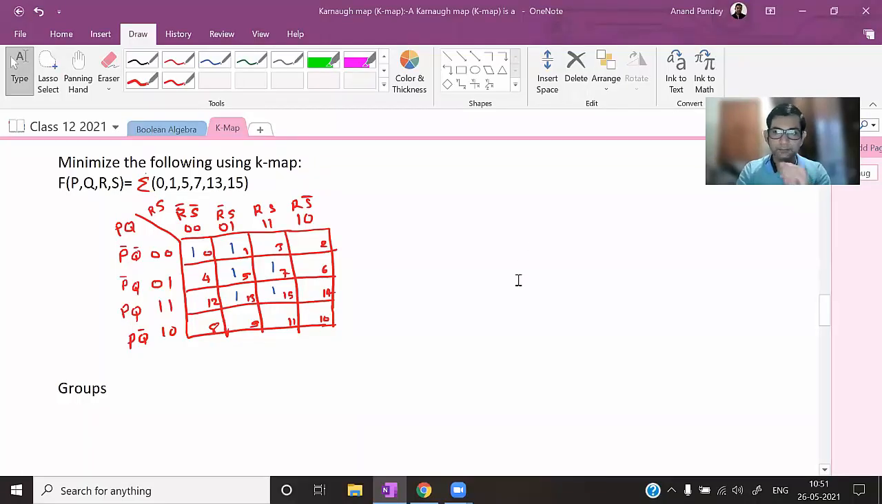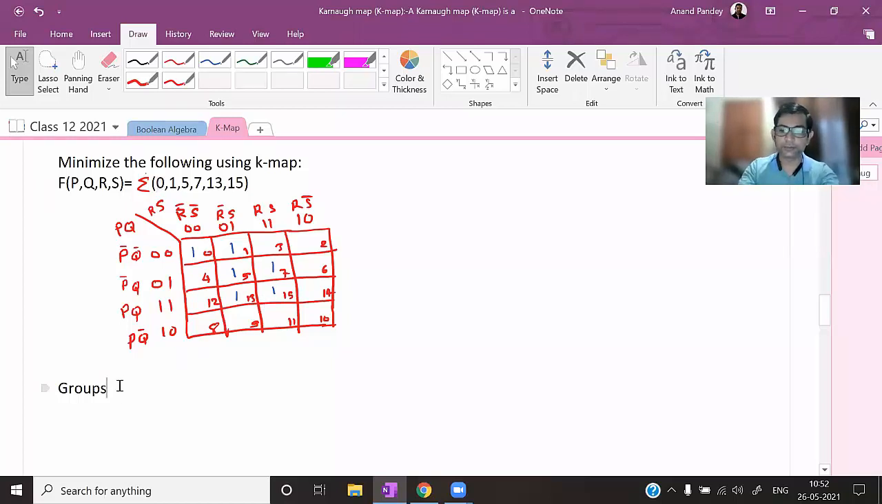So let me repeat again. You will get the question in this form, and if it is written sigma, it means this is a question of SOP, and if it is written pi, it is a question of POS. So here this is the question of sigma SOP. So you will draw the K map for 4 variables, SOP like this. After drawing the K map, you will fill 1 in these boxes: 0, 1, 3, 5, 7, 13, 15. In case of SOP, we fill 1. In case of POS, we fill 0.